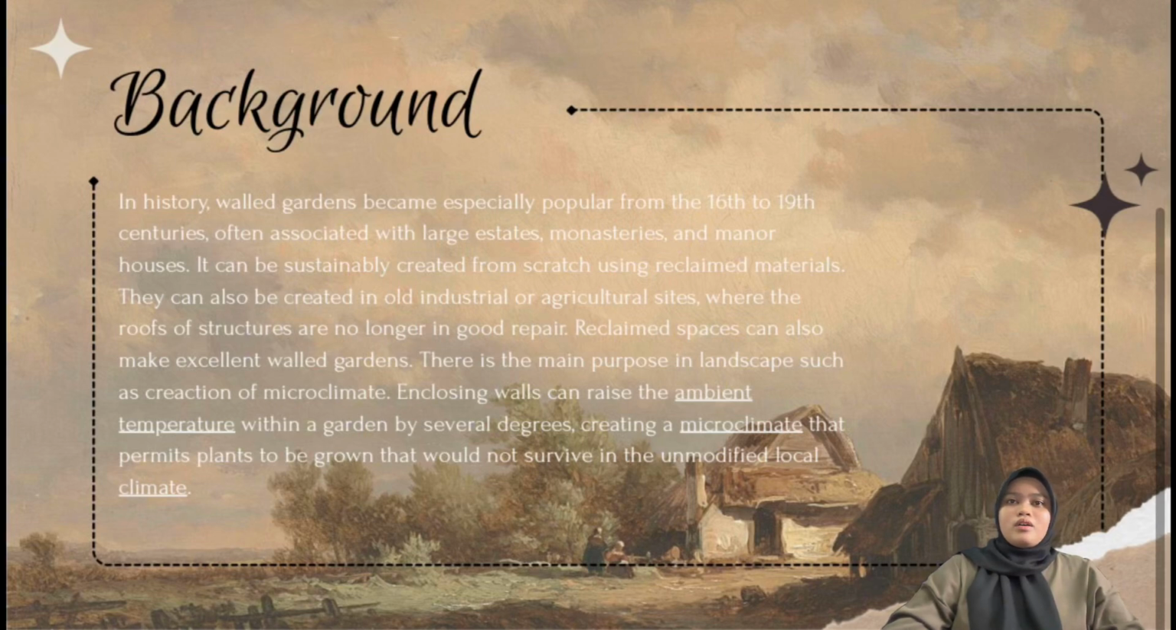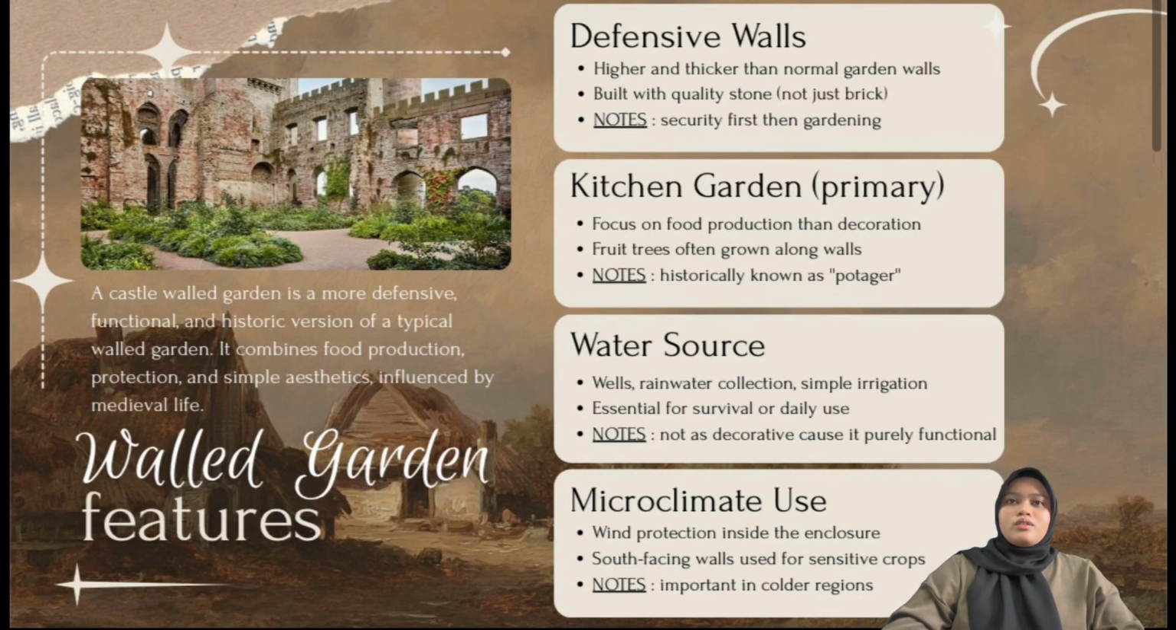Now I'm going to talk about walled garden features. In my opinion, a walled garden is a more defensive, functional, and historic version of a typical walled garden. It combines food production, protection, and a simple aesthetic influenced by medieval life. There are some features for a walled garden, such as defensive wall, kitchen garden, water source, and microclimate use.